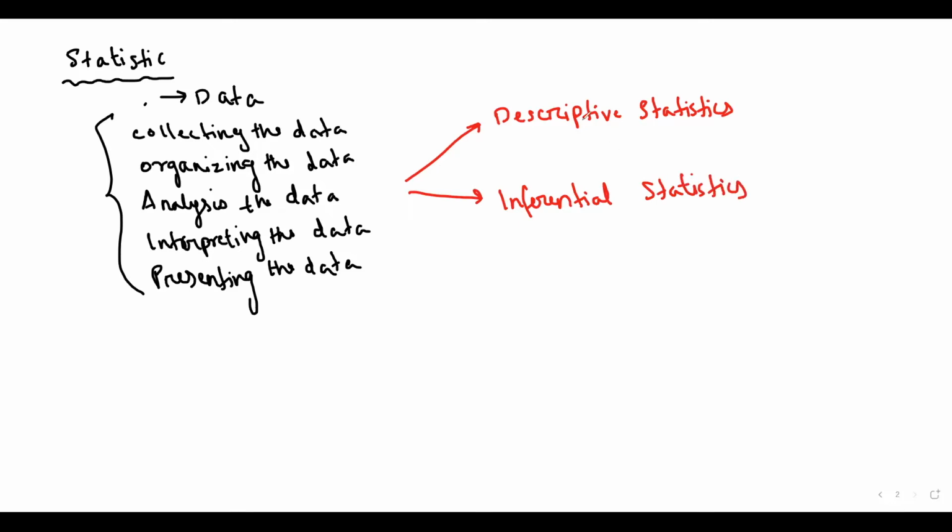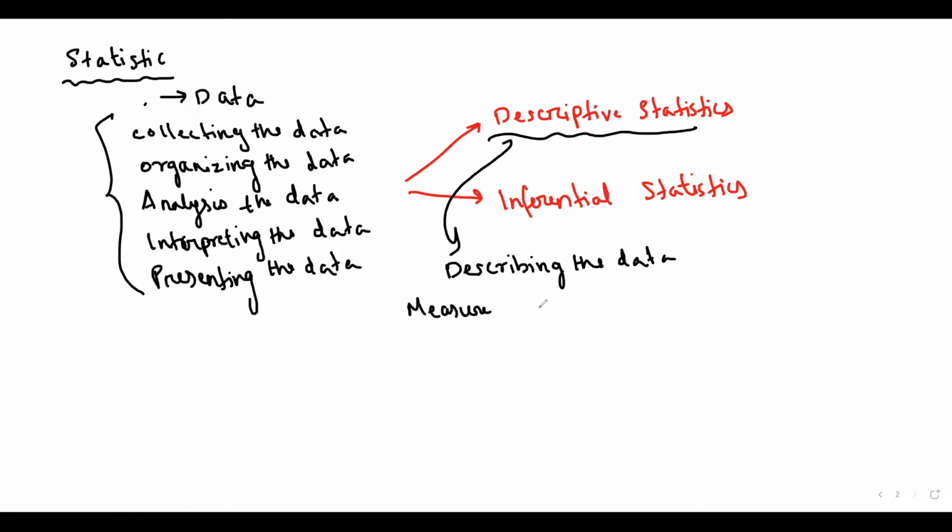So what is descriptive statistics? Descriptive statistics deals with describing the data that we have in hand. Now, what do you mean by describing the data? So we study the data basically. We try to find out information from the data. We do it by measures of central tendency. We try to find out what is the average.